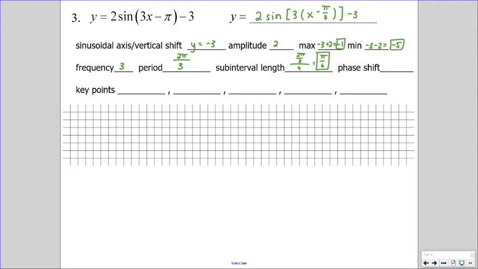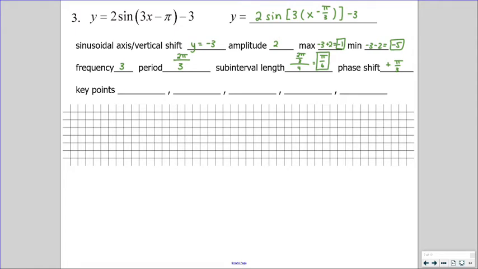Now, we've got that phase shift, and the way that I'm going to identify the phase shift in this table is with the correct sign that represents right or left. So we're moving right pi over 3. So I'm going to make sure when I identify that phase shift, that right pi over 3 becomes a positive pi over 3 I'm pulling out.